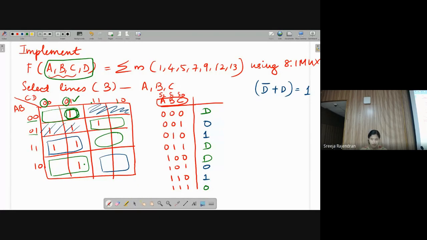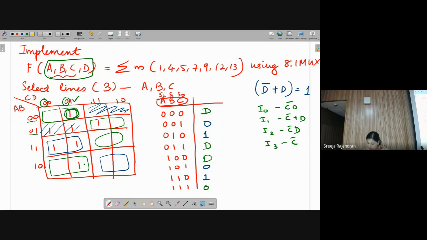Now, if you have written down last class when we wrote for the same circuit using 4 to 1 mux, you can see that our expressions were: I0 was C bar D, I1 was C bar plus D, I2 was C bar D, and I3 was C bar. These were the values we got when we implemented the same function using 4 to 1 mux, where we have two select lines and two inputs.